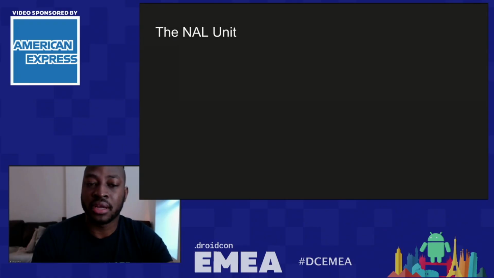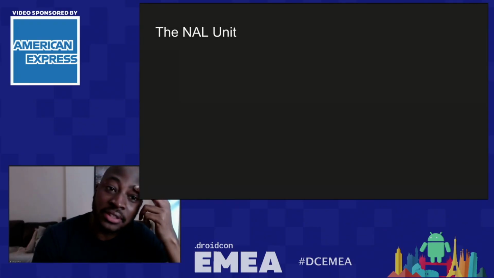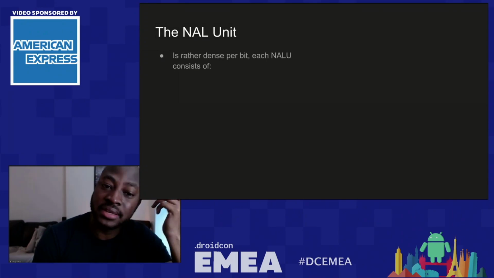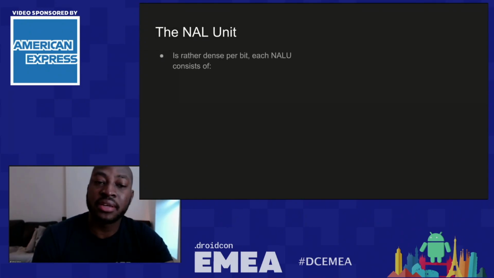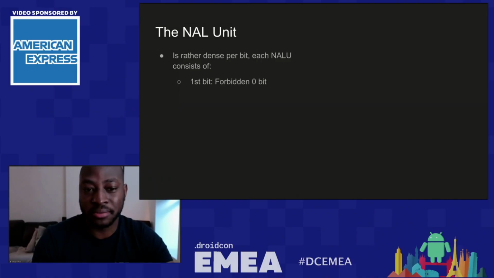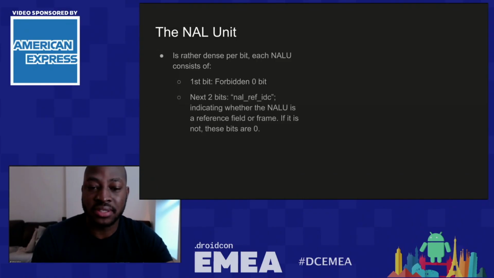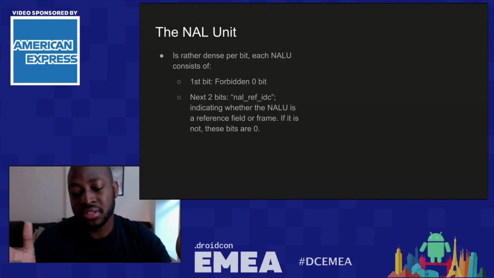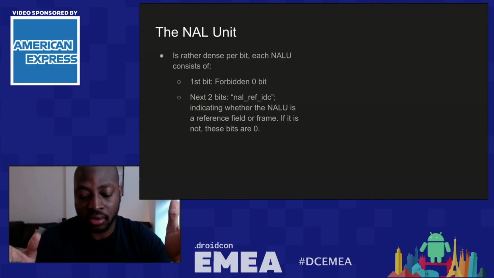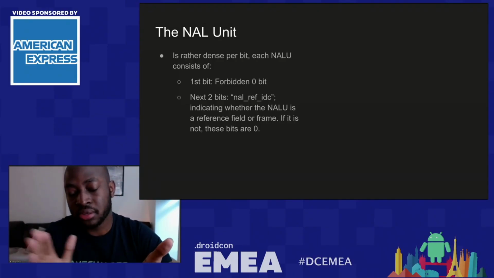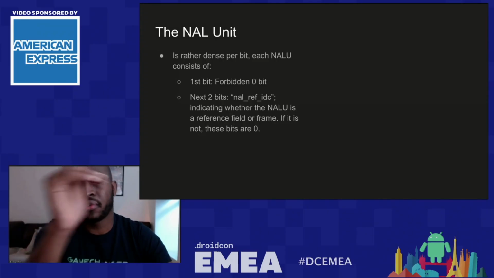Let's talk about the NAL unit some more. There are quite a lot of them actually, and it's also really dense per bit. Each NAL unit consists of the first bit, which is always 0, the forbidden zero bit, which I think is an interesting way of calling it. The next 2 bits are the NAL reference IDC. This indicates whether a NAL unit is a reference field or frame. As far as H.264 goes, a reference field is a field that other NAL units in the payload have to refer back to.